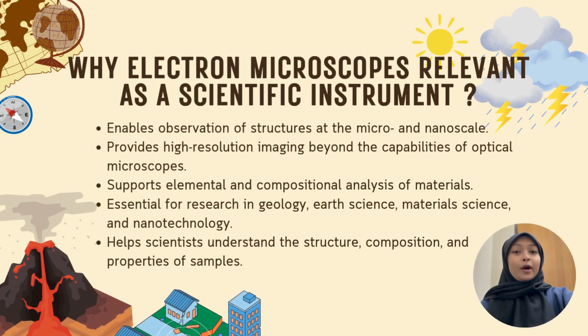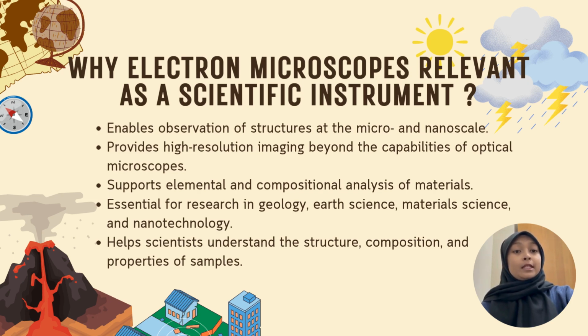Now, I will explain why the electron microscope is relevant as a scientific instrument. Electron microscopy is an important scientific instrument because it allows scientists to observe structures at the microscopic and nanoscopic scale that cannot be seen using a conventional optical microscope. Its high-resolution imaging capability enables researchers to study materials in great detail and obtain accurate information about their structure and composition. In addition, electron microscopes can be used for elemental analysis, helping scientists identify the elements present in a sample.